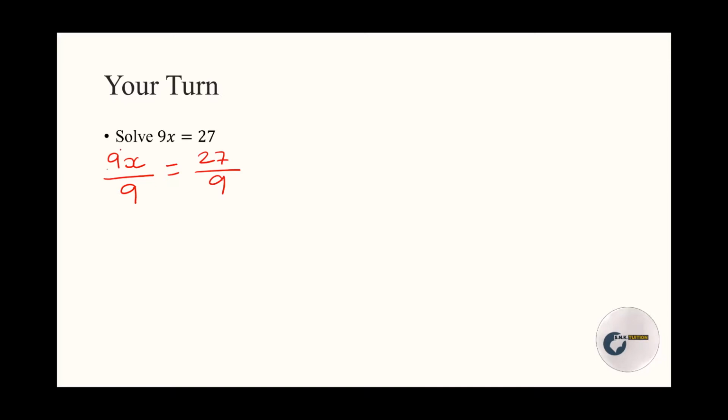I cancel these, which leaves x by itself. I know that 27 divided by 9 is equal to 3. Now if I were to substitute that back into the original equation, I would get the same answer. Okay, have a go at x over 3 is equal to 7.